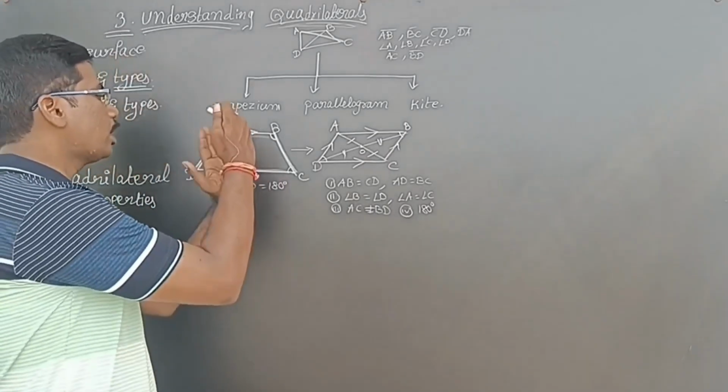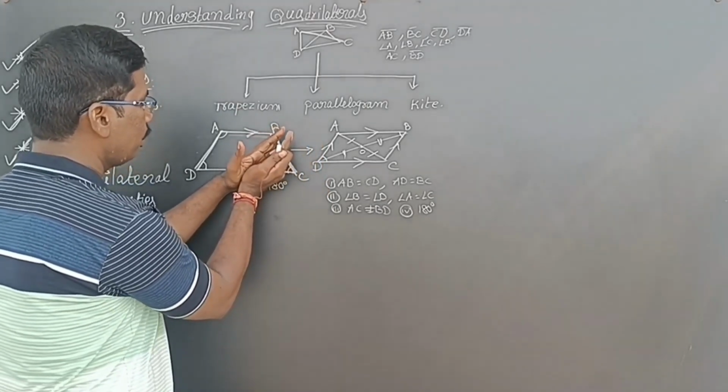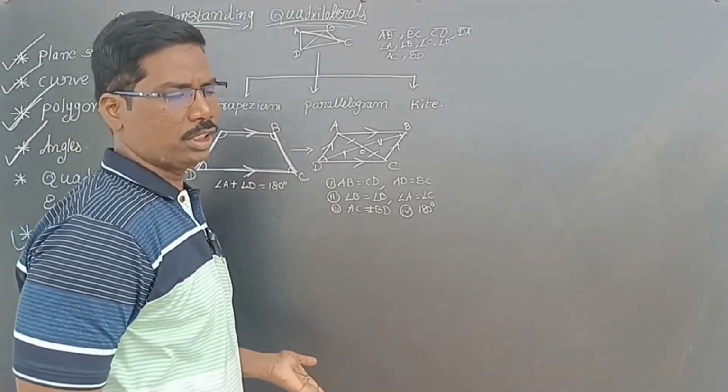How, sir? See, these are the non-parallel sides. I am moving this side like this, like this. Now see, this side and this side are parallel. Now it's looking like a parallelogram, isn't it?